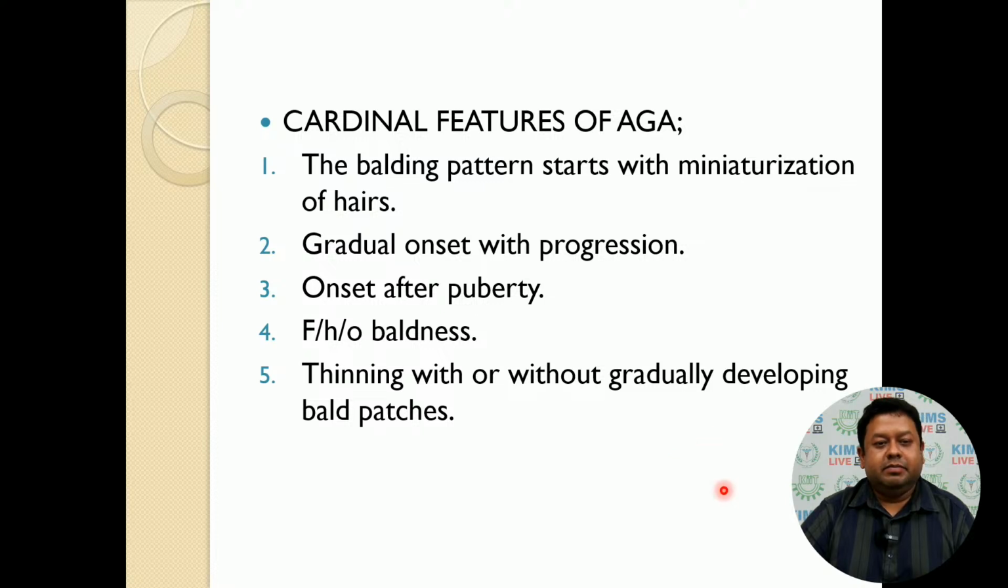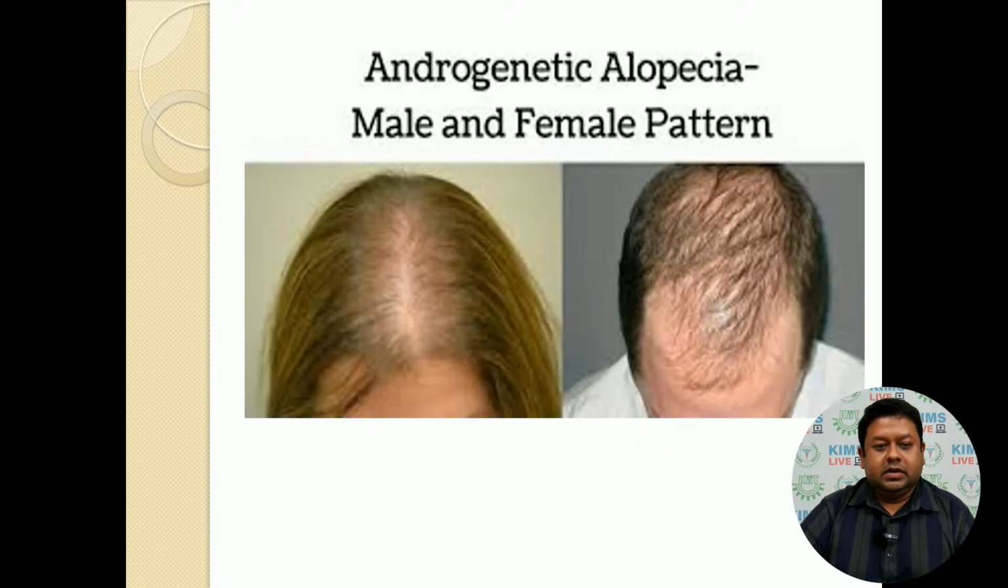The cardinal features are: balding pattern starts with miniaturization of hairs. There is gradual onset with progression. It usually occurs after puberty. There is family history of baldness, like on mother's side or on father's side, even on their maternal, paternal uncles or grandparents. Then there is thinning with or without gradually developing bald patches. This is a picture showing both female and male pattern hair loss.